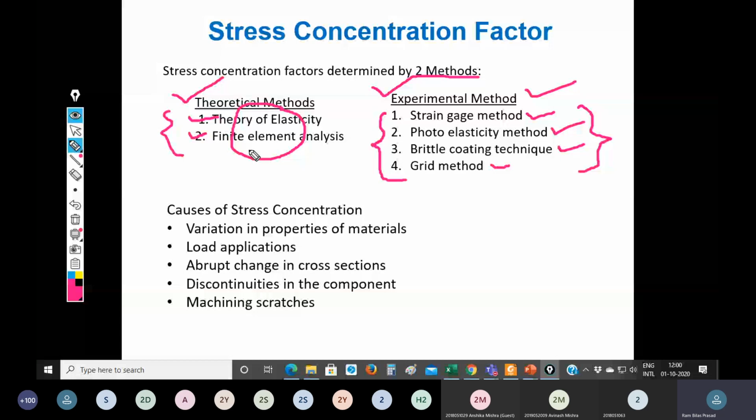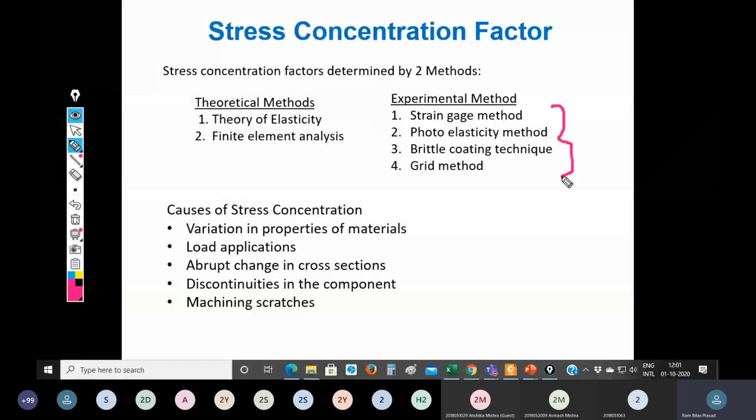Here in this course you will be determining it from the graphs given in the data book, right? So experiments are performed and the graphs are plotted. So you have to use those graphs to determine the stress concentration factor, right? So what are the causes of stress concentration?